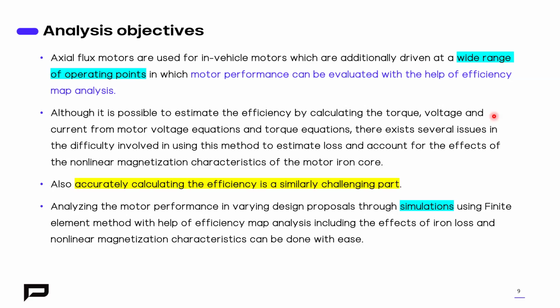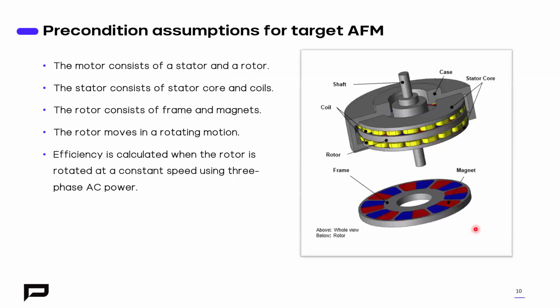But the major reason why we have to go for finite element tools like JMAG Designer is that the loss analysis and the nonlinear magnetization characteristics cannot be accurately calculated by hand or manual calculation. So this is where efficiency map analysis plays a major role, in which you can efficiently calculate the motor design. Accurately calculating the efficiency is a challenging part, and this is where the finite element tool comes in.